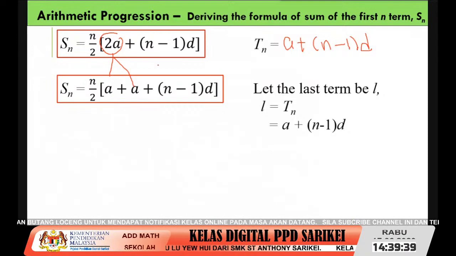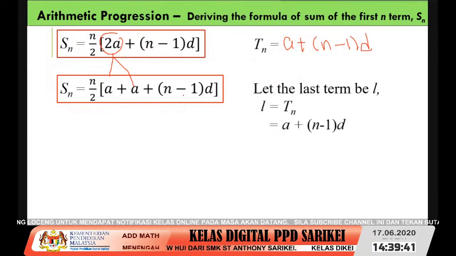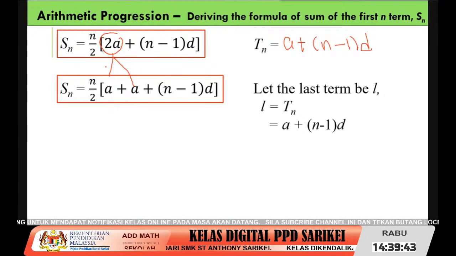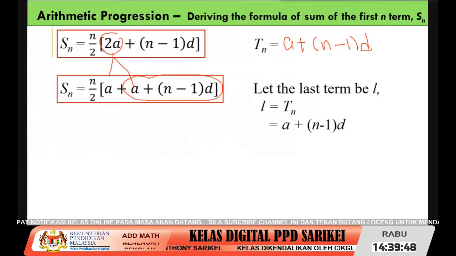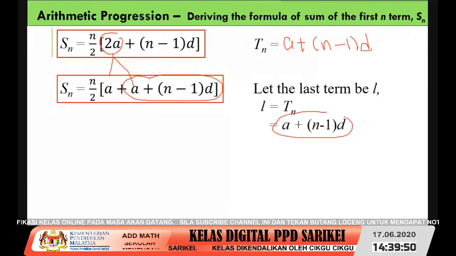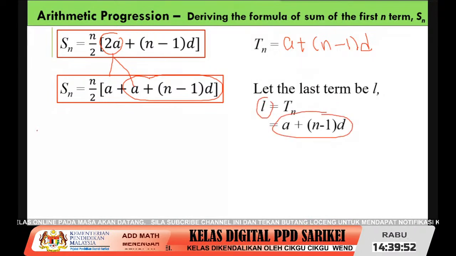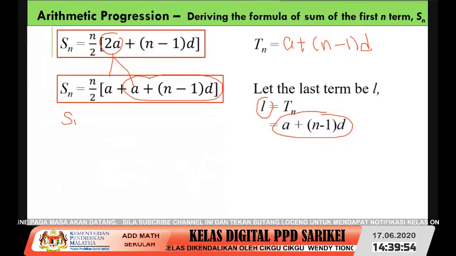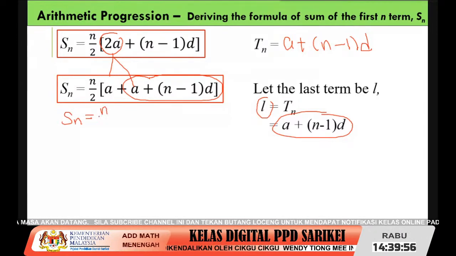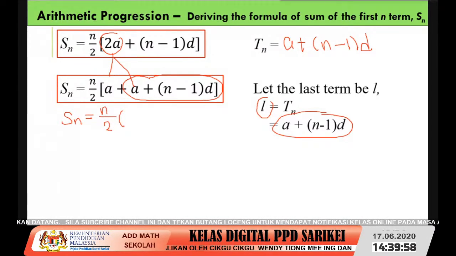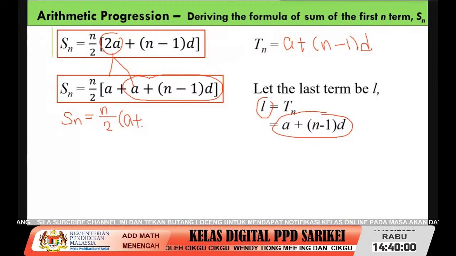You understand? Yang belakang ni masih sama. Cuma depan saja 2a cikgu pecahkan kepada 2. So this one is a plus m minus 1d, that is equal to l. So my Sm equal to n over 2, a plus l.